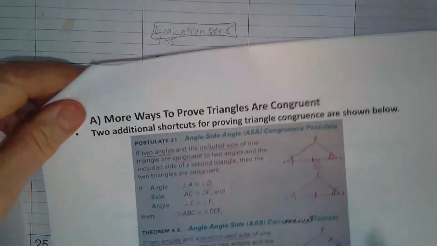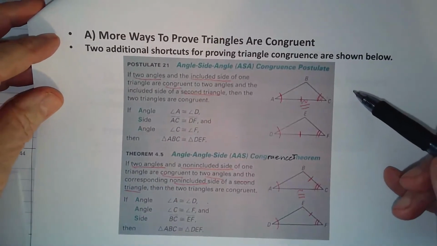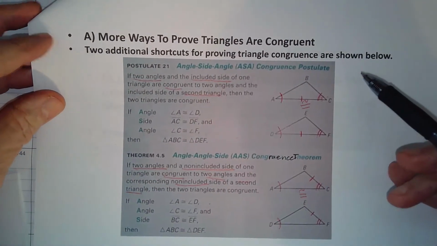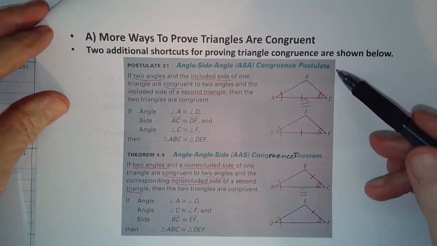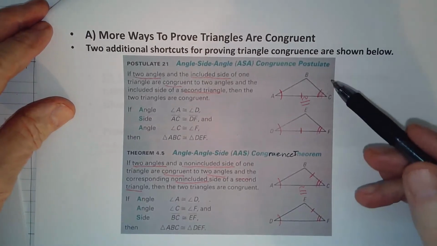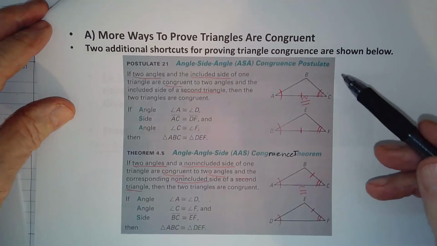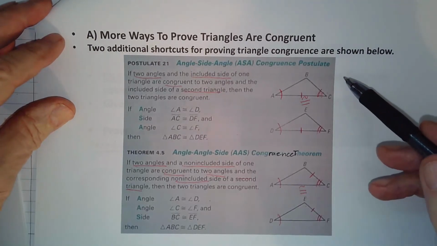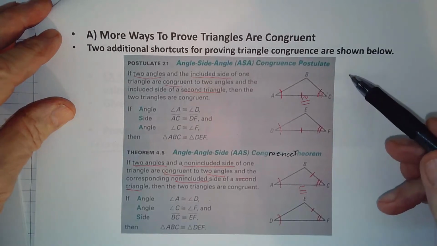Okay, so these are the two theorems, postulates. Remember, postulates are basically the same as a theorem, it's just that they're based on another theorem. So these are two additional shortcuts. The postulate and the theorem are shortcuts that you can use to prove that two triangles are congruent.